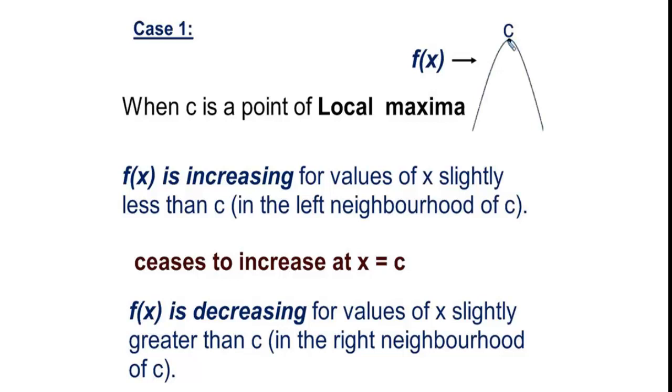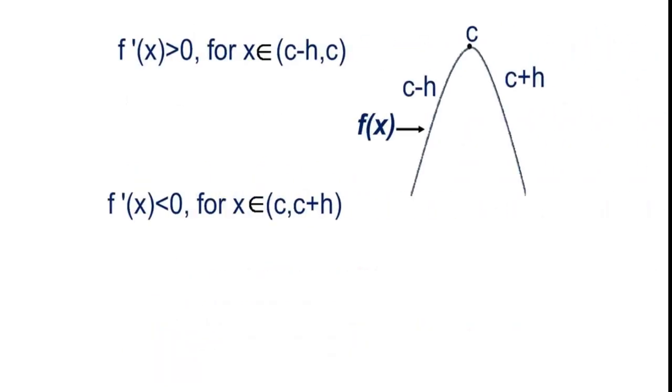However, at x equal to c, the function ceases to increase. Again, f(x) is decreasing for values of x slightly greater than c. That is, in the right neighborhood of c, the function is decreasing. Now that the function is increasing in the left neighborhood of c, let us assume that in the interval c minus h to c, where h is a small positive quantity, the function is increasing.